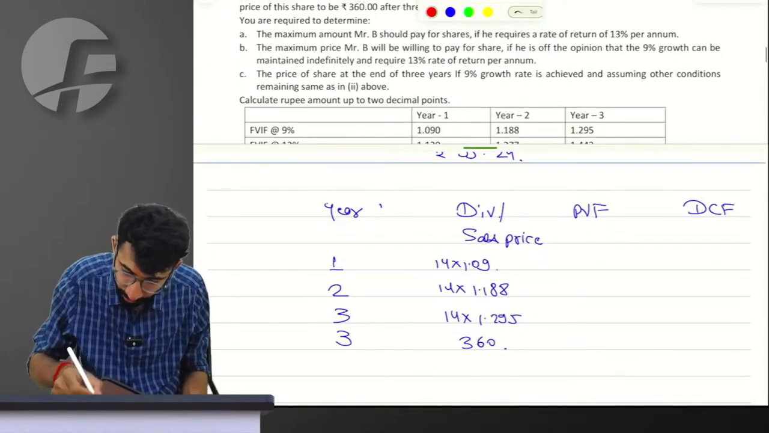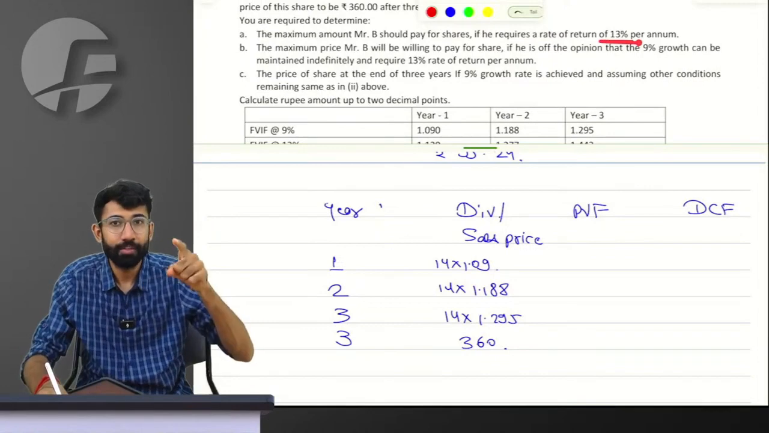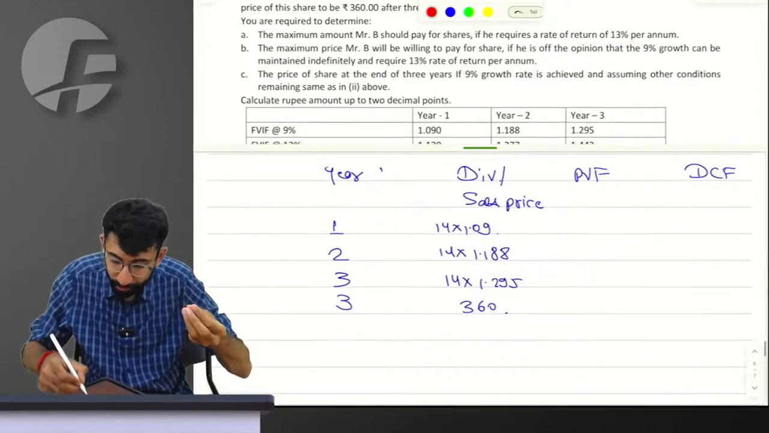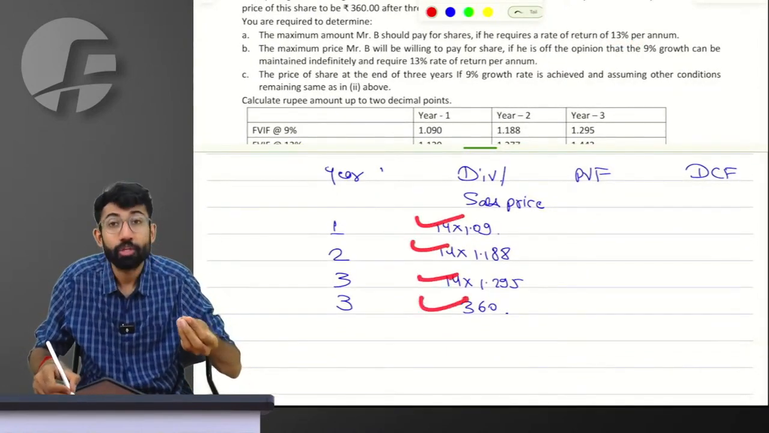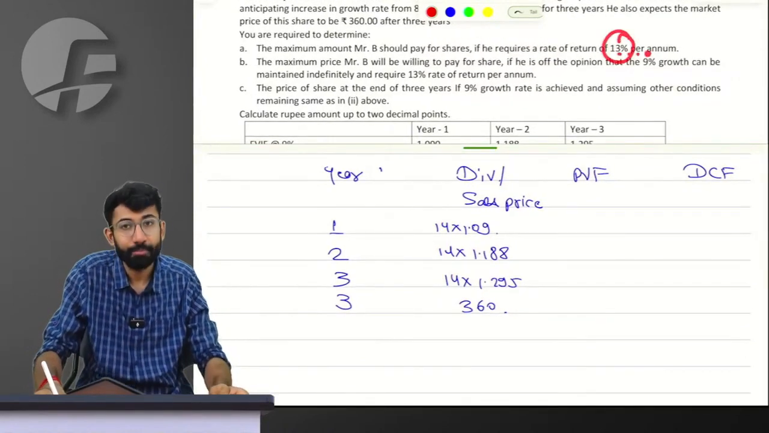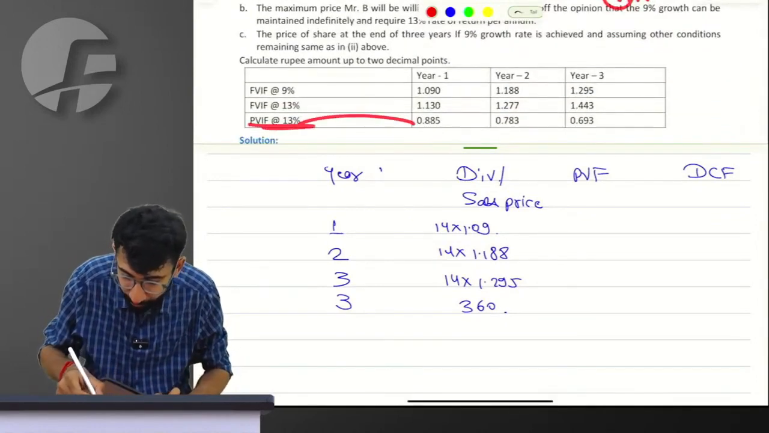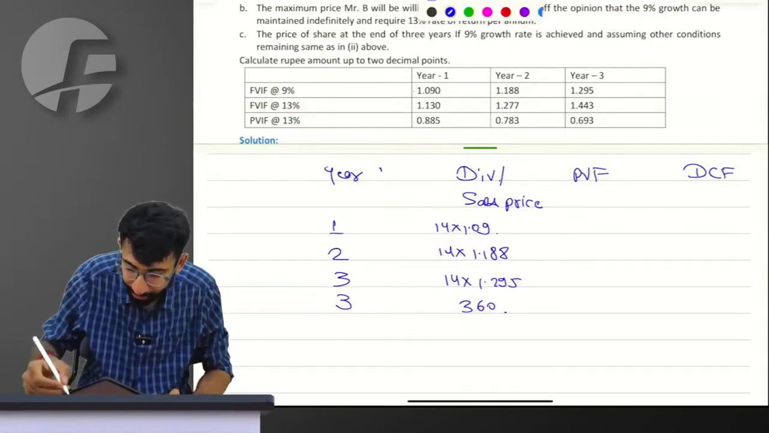So what is the required rate of return? 13%. Which means, do you agree? I have to do present value of future cash flows. These will be my future cash flows. If I have to do present value, obviously I'll have to discount them by 13%. So do I have the present value factors given for 13%? Yes. You can use these rates directly.